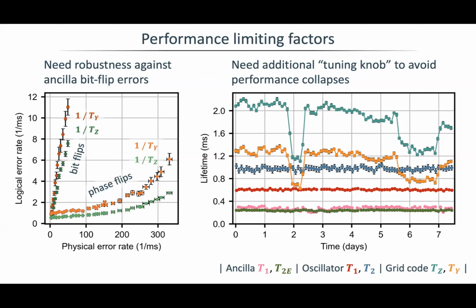One more question. Naively, I would think that the logical Y is the longest logical operator, so that T_Y should be pretty long, but it seems like the Y lifetime is the worst. Why is that the case? The Y lifetime is the worst because the way we do these conditional displacements, we do them along the X and along the Z operator. So there is a mechanism by which we induce logical X and Z errors, which affect the Y state. And that's why it lives the worst.